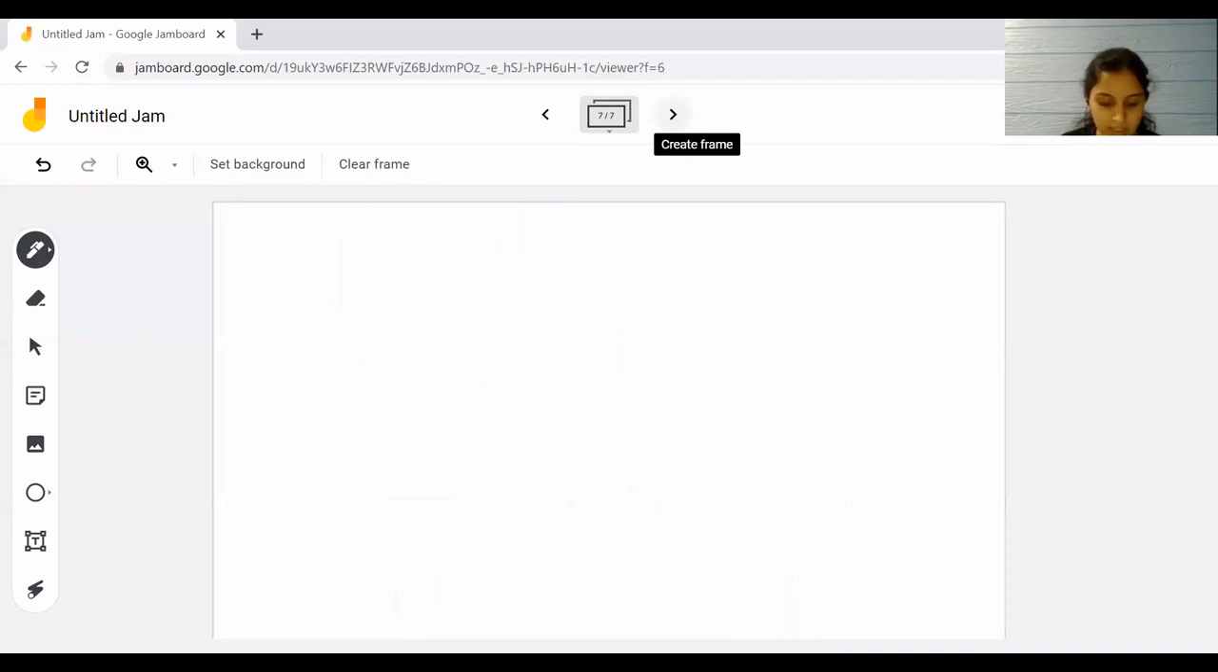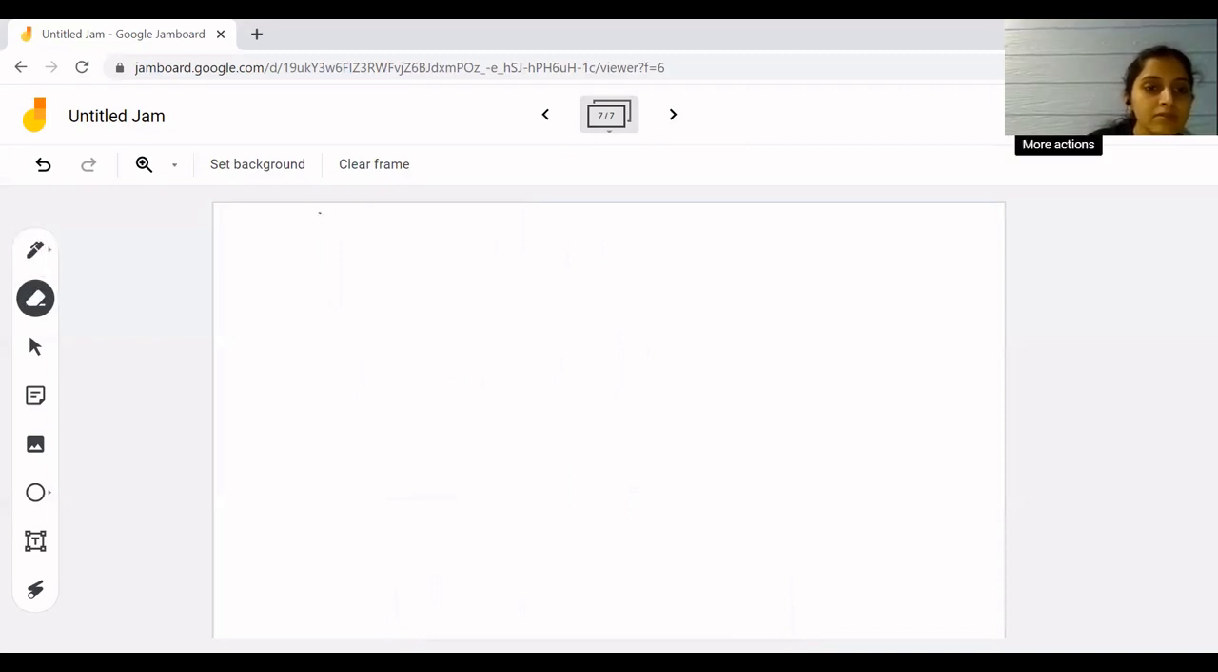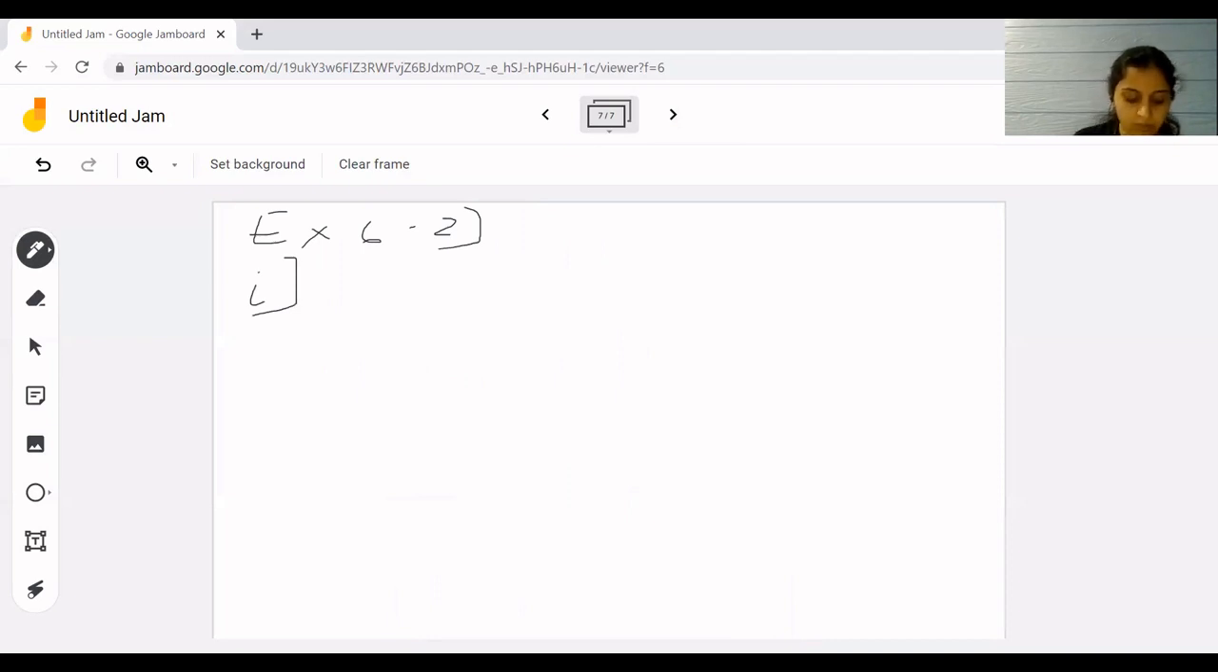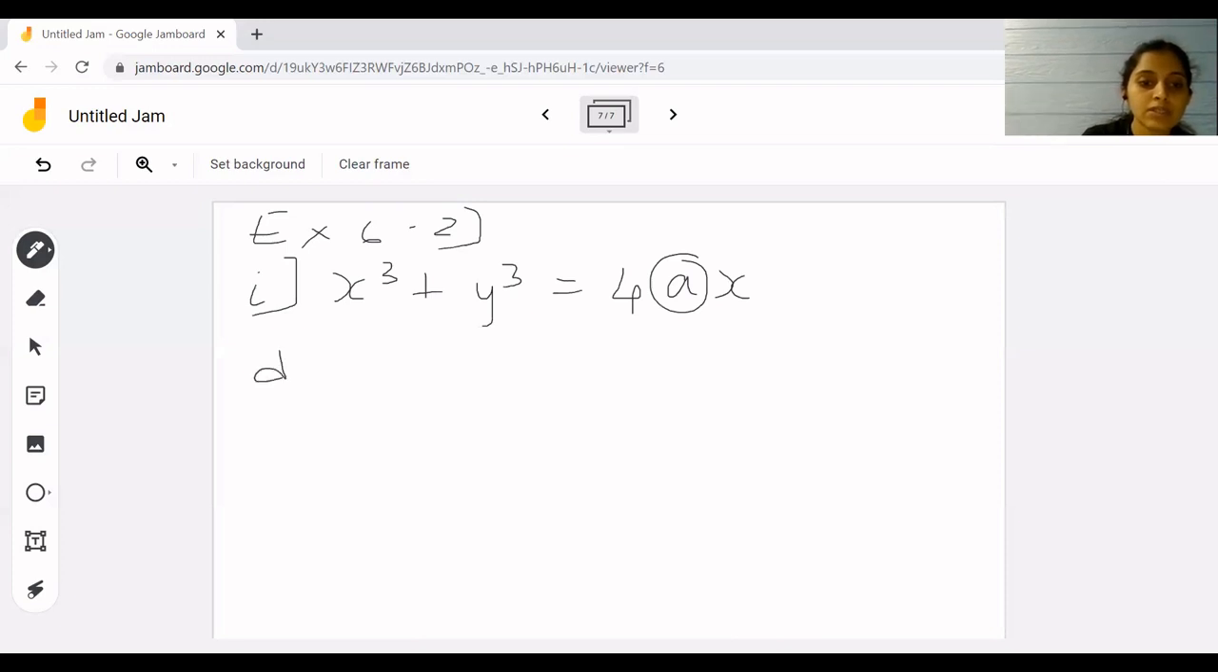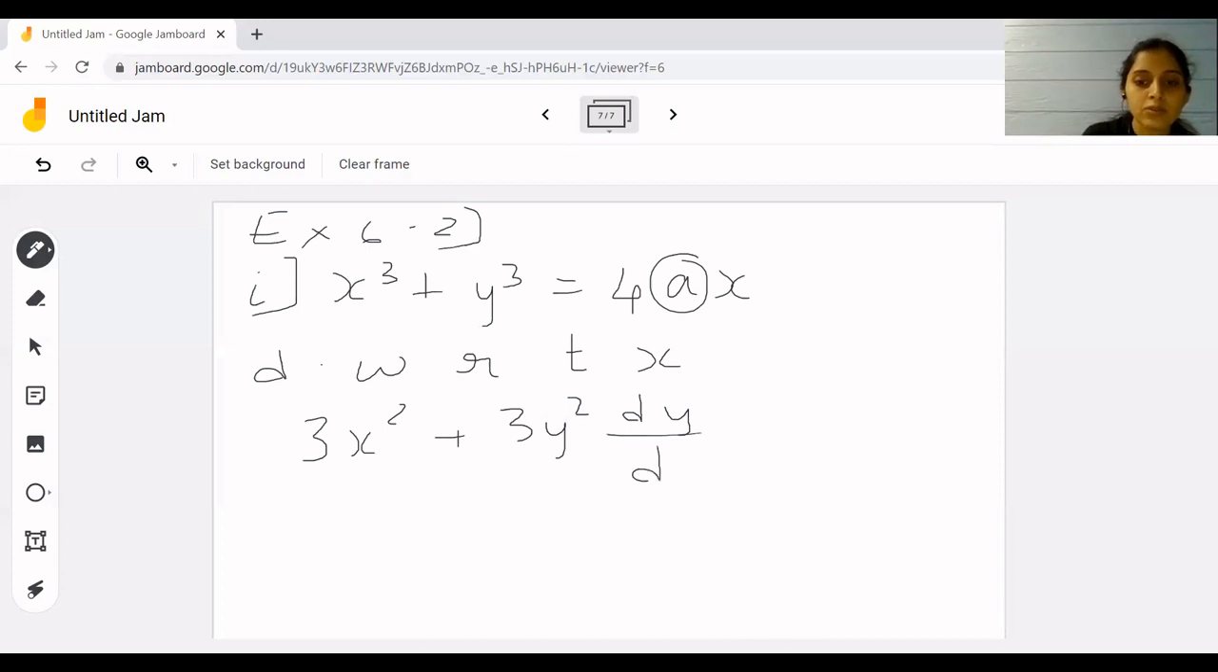Okay, so let us try and find out how to formulate these differential equations. So exercise 6.2, question 1, first one. So we have an equation x cubed plus y cubed equal to 4ax. Now here the arbitrary constant is only a, so we differentiate only once. So we'll say differentiating with respect to x, and this will be 3x square plus 3y square dy by dx, is equal to 4a.